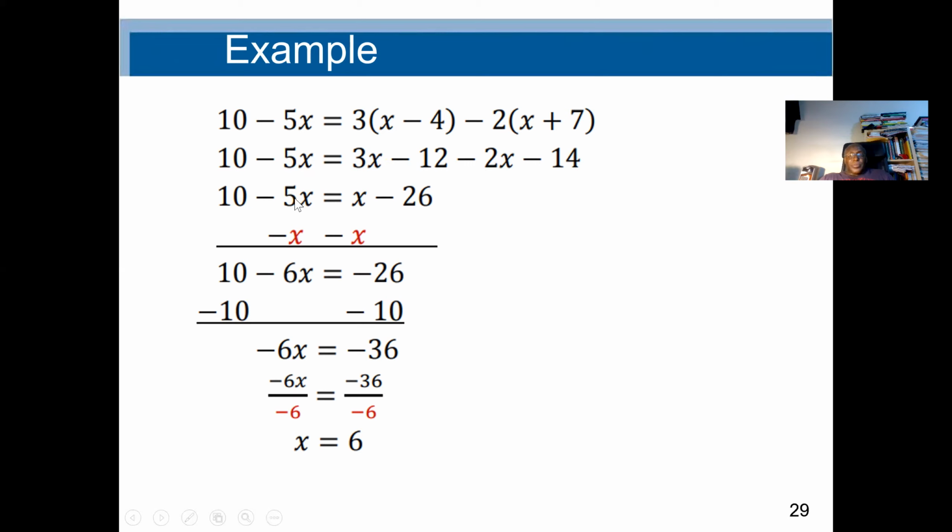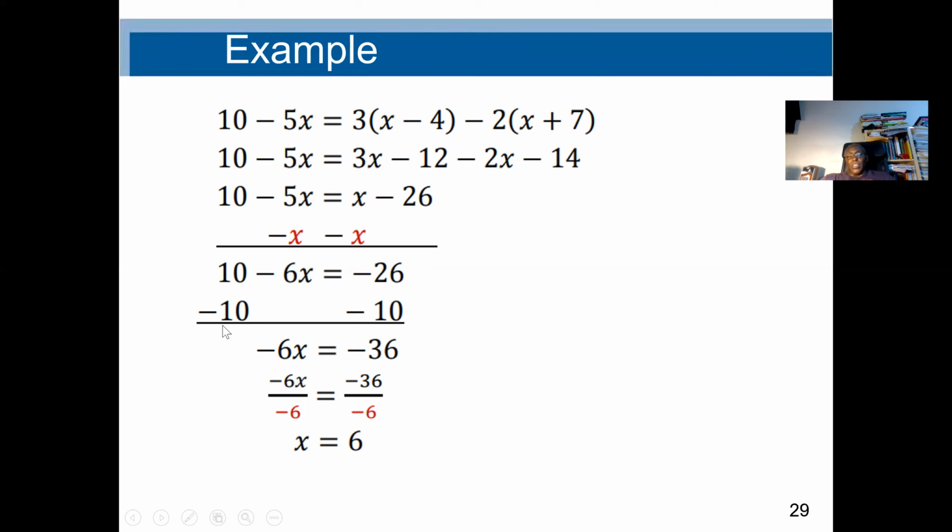So this is another example for a simple equation. Here we have 10 minus 5x equal to 3x minus 4 times (x plus 3) minus 2x plus 7, so we open the parentheses. 3 times 4 will be minus 12, minus 2x minus 14. Then I combine minus 14 with minus 12, and that will give me minus 26. Then I combine 3x minus 2x, that will give me x. Then I have minus 5x. So my goal is trying to cancel this x. So we use minus x, minus x. So we get 10 minus 6x equal to minus 26.